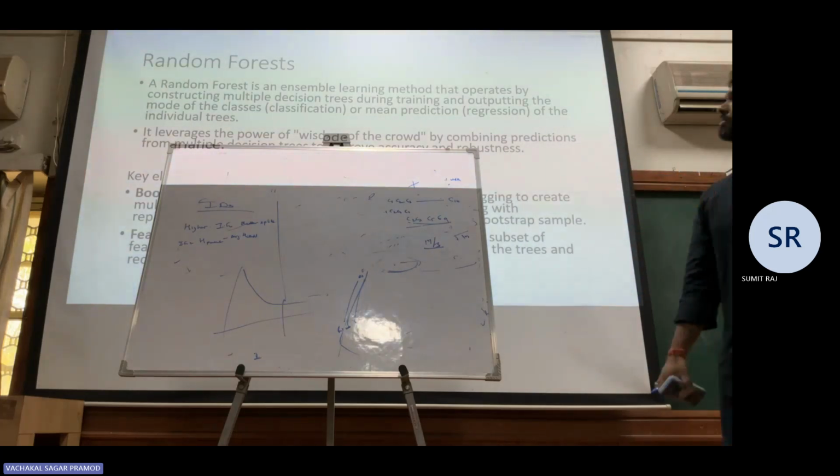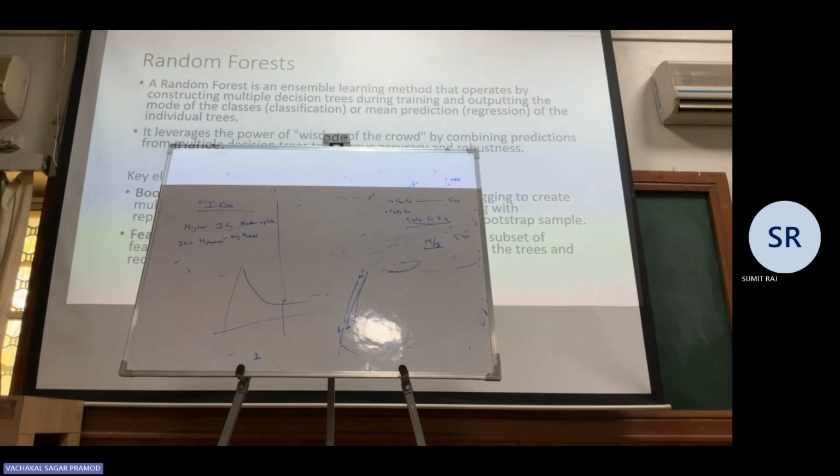That statement, I think, makes sense. Right? It leverages the power of wisdom of the crowd, by combining predictions from multiple decision trees to improve the accuracy. So as I said, bagging is also called bootstrap aggregating. Bootstrap, as the name suggests, is selecting or choosing a sample, and then aggregation on top of that.